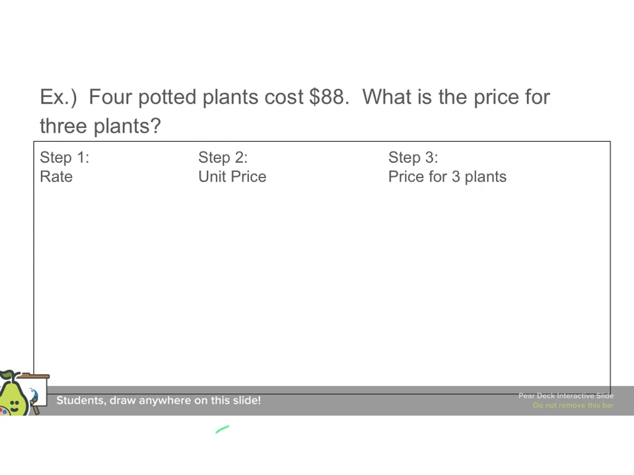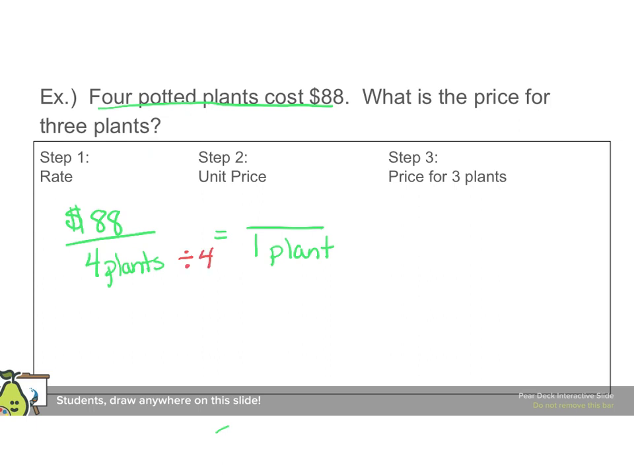So I have 4 potted plants cost $88. So I'm going to do $88 for 4 plants. Then I want to get to 1 plant. Okay, so to get from 4 plants to 1 plant, I have to divide by 4. And that would give me 1 plant. So I need to divide by 4 on the top. So 88 divided by 4 is $22.